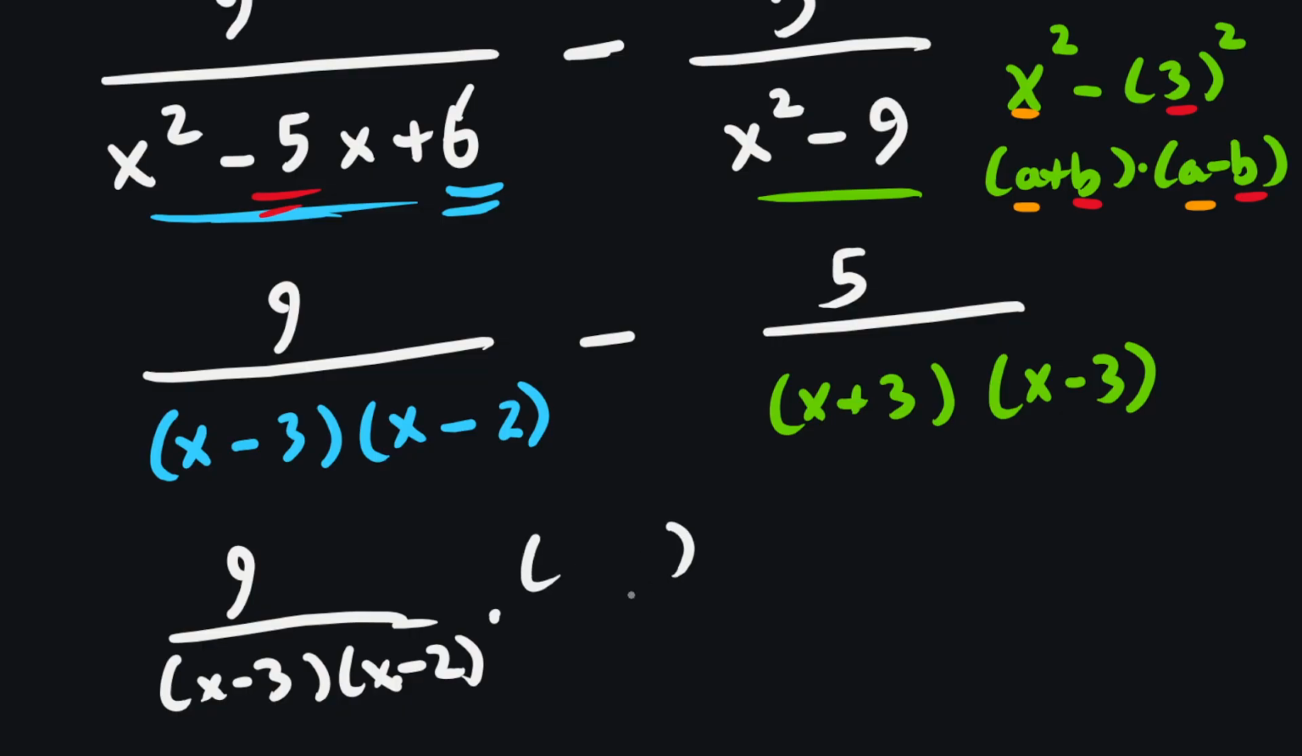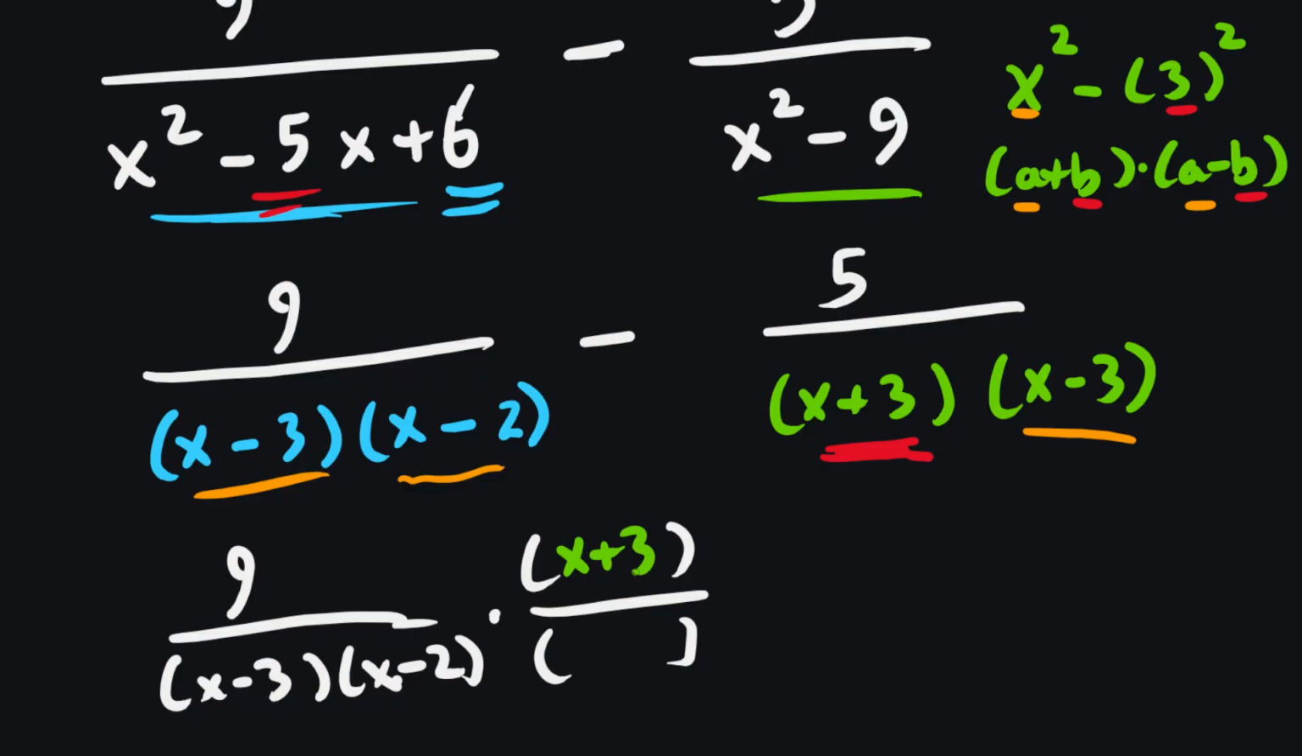Instead of multiplying the top and bottom by the entire other denominator, by x plus 3 times x minus 3, because we can do that, but that will get messy. Instead of multiplying by the entire thing, we're just going to multiply by whatever is missing. So they both have an x minus 3 in both denominators. They share that in common. But this one has an x minus 2, and this one has an x plus 3. So this x plus 3 is missing. Let's go ahead and multiply the top and bottom by x plus 3.